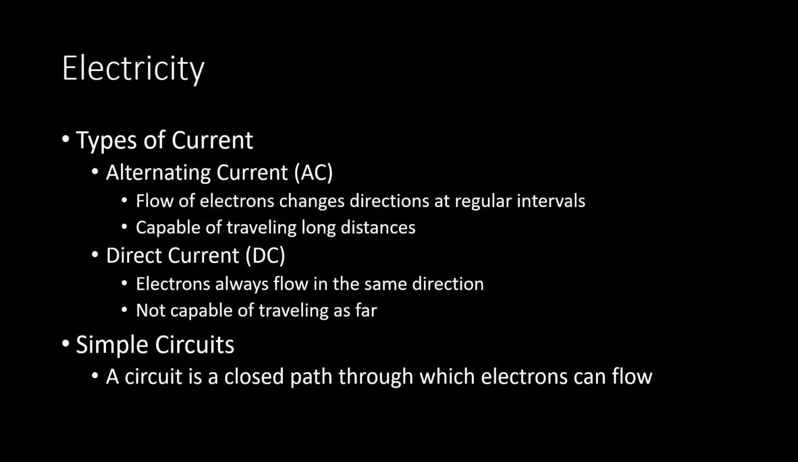So then what is a circuit? A simple circuit is just any kind of closed path that allows electrons to flow. Typically when we're talking about circuits, we're talking about pathways that we create on purpose. There are pathways that are created accidentally. We call those short circuits, and those are bad. Short circuits are what cause things like electrical fires.